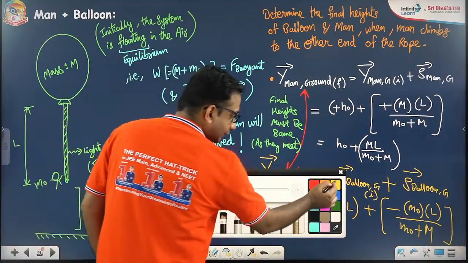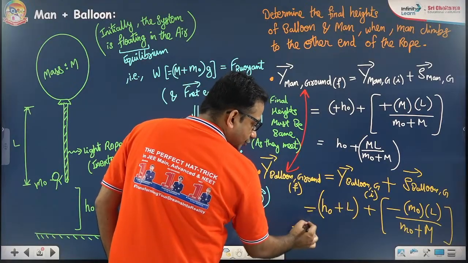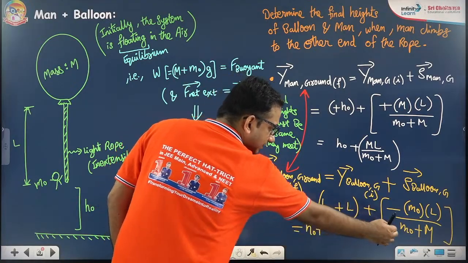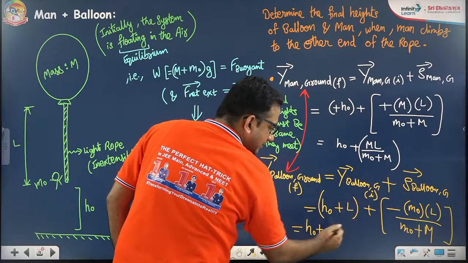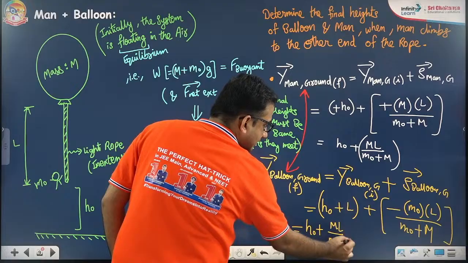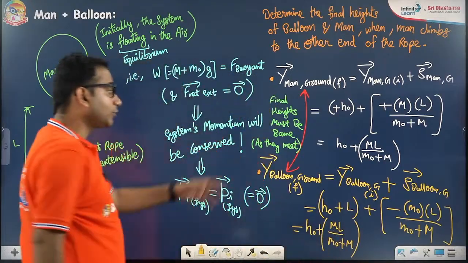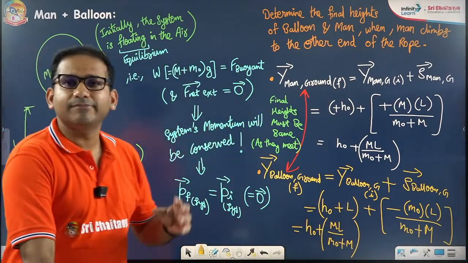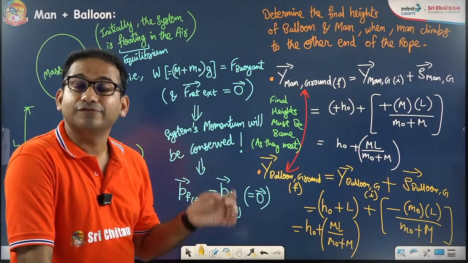In fact, I can do it for you. See, this is h naught plus, if you take the LCM, it is m naught L minus m naught L knocked out. So it is capital ML by m naught plus capital M. I hope the logic is clear to you. So there are many minor logics which will be visible.